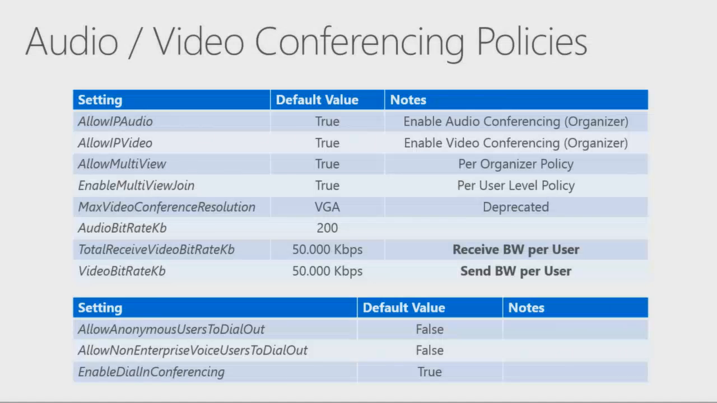If you want to tweak that, you can do that, and it's per user. But it really means the total received bandwidth, so from all the video streams you are viewing. The other one is whatever you are sending to the conference, the video bitrate, also default 50,000.